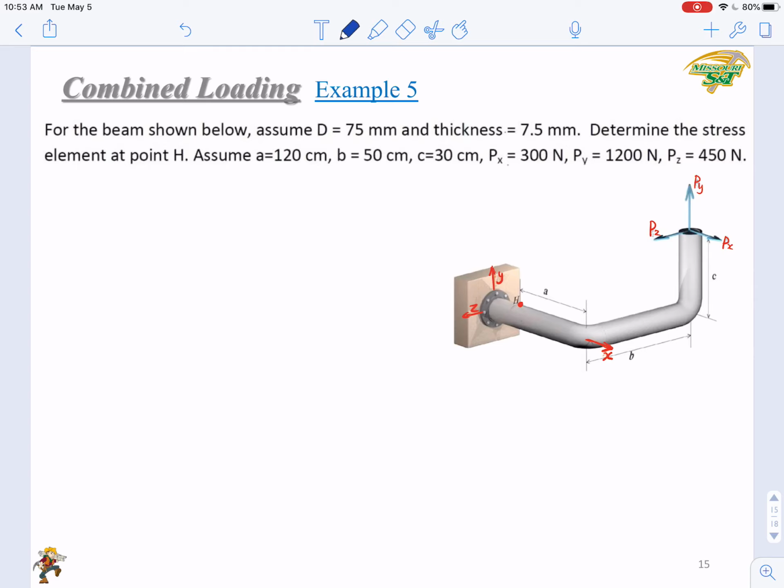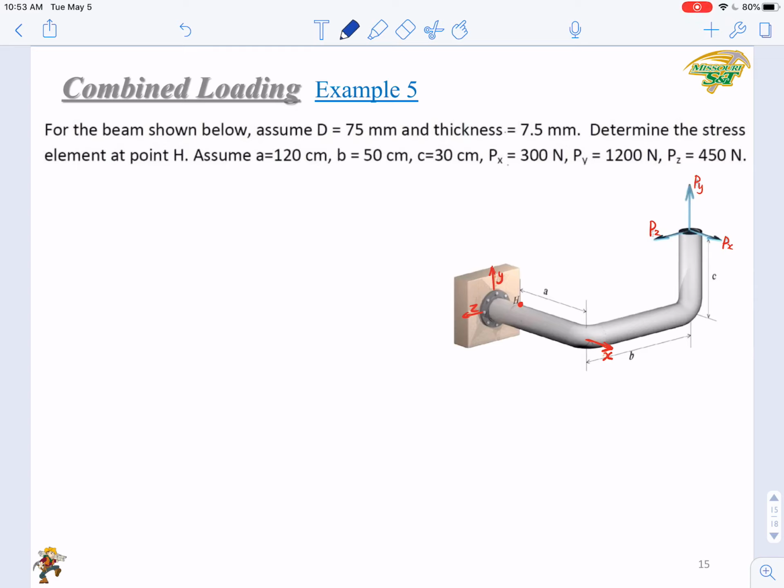For the beam shown here, the external diameter D is given, and thickness is 7.5 millimeter. We just need to determine the normal stress and the shear stress at this point, H. I assume that A, B, C are 120, 50, and 30 centimeter. Okay, the PX, PY, PZ have been given, and they are all in positive X, Y, Z directions.